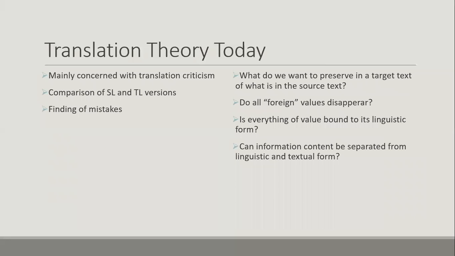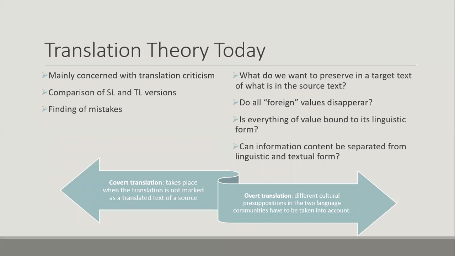So what we have to consider is what we want to preserve in a target text, or what is in the source text. And then, do we have to make all foreign values disappear? Is everything of value bound to its linguistic form? Can information content be separated from linguistic and textual form? These are questions we need to ask ourselves when we are working in translation.